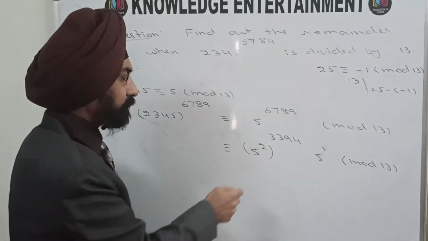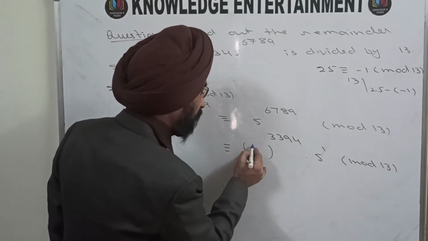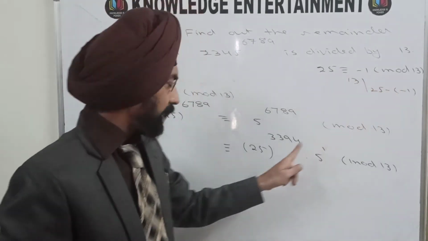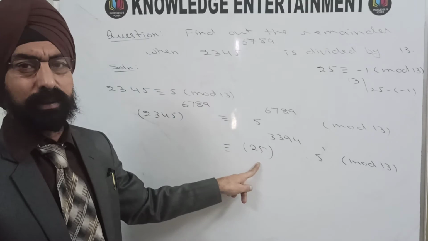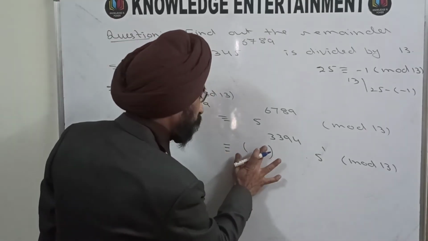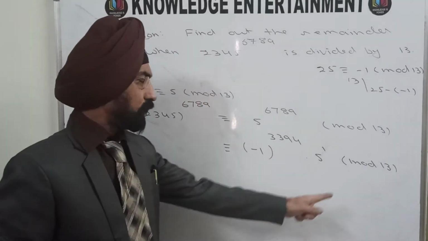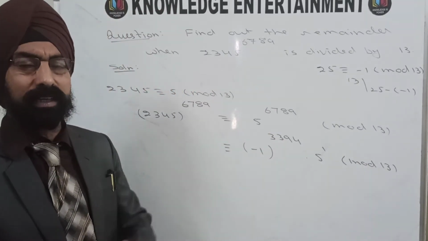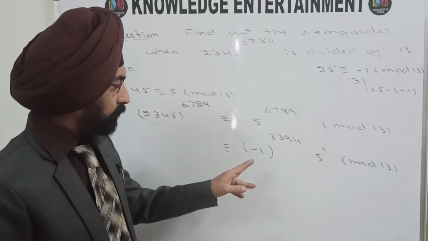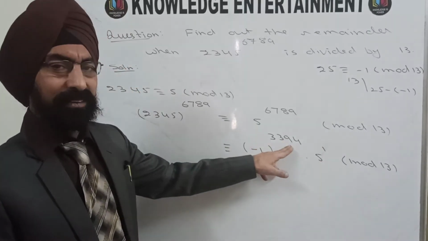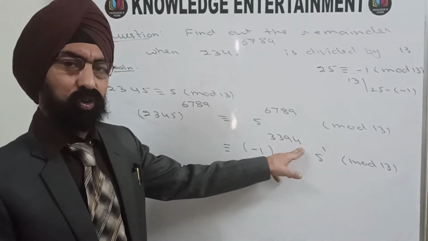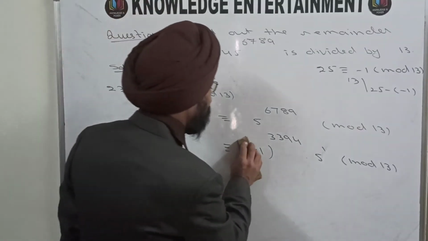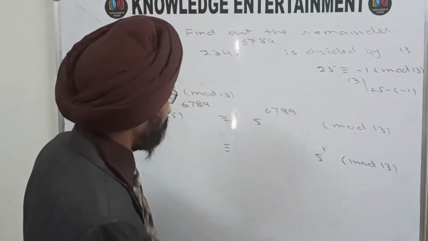Now this 5 square is nothing but 25, and we know that 25 is congruent to minus 1 mod 13. So this 25 can be replaced by minus 1, because the congruence is modulo 13, and anything can be replaced by its remainder when divided by 13. Okay, minus 1 raised to the power even number. This is an even number because the last digit is 4. Minus 1 raised to the power even number is 1. So this whole quantity is equal to 1.